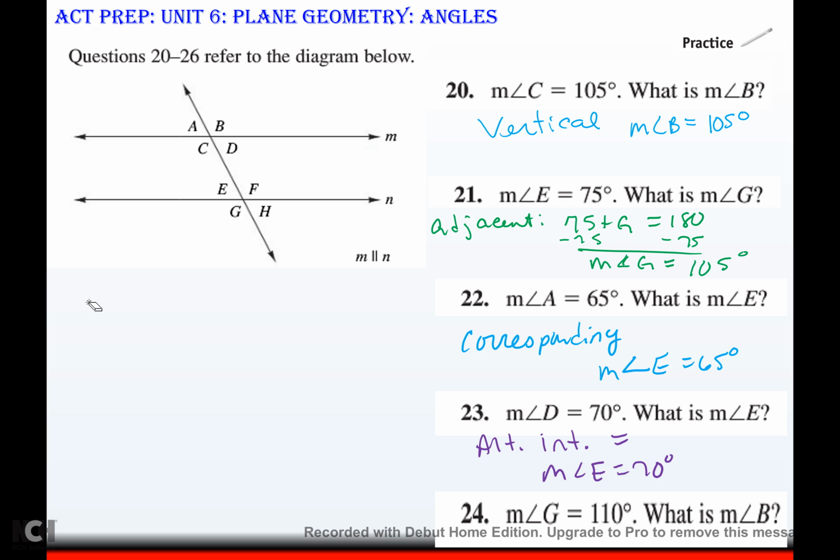Alright, and 24 says if the measure of angle G is 110 degrees, what's the measure of angle B? Well, those are alternate exterior, which are equal. So the measure of angle B has to be the same as G, which is 110 degrees. Okay?